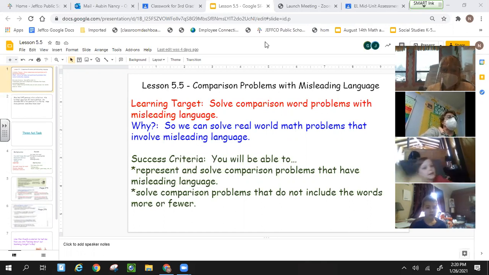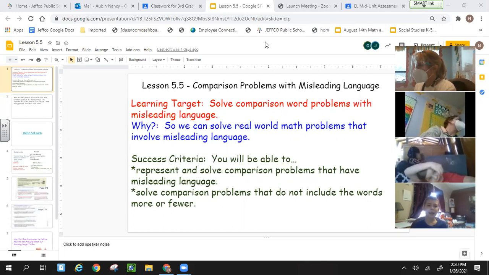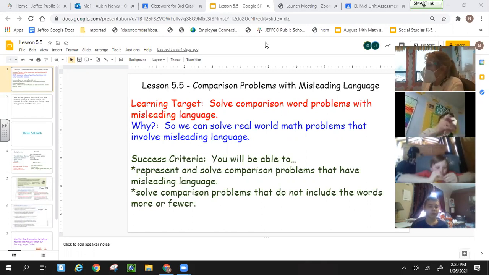Misleading language is tricky because it doesn't lead you in a clear path. So we're going to have to solve problems in real life like that. So we're going to look at comparison problems with this and also some problems that do not include the words more or fewer. Why, Sawyer, would it be hard if a word problem did not have the word more or fewer? Why could that be tricky? Because you wouldn't know if it's like a higher number or a smaller number. Yeah, it makes it tough because we use those as clues, right? Like, oh, I got more, I'm going to add those together. Or it's less, I got to find the difference or subtract. So we will be doing that today.